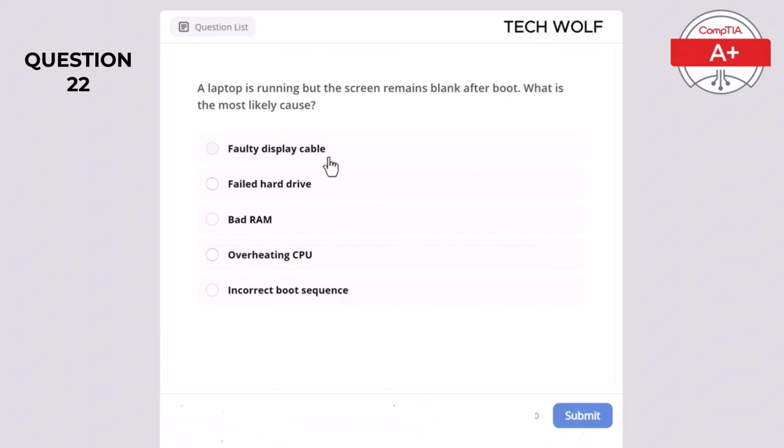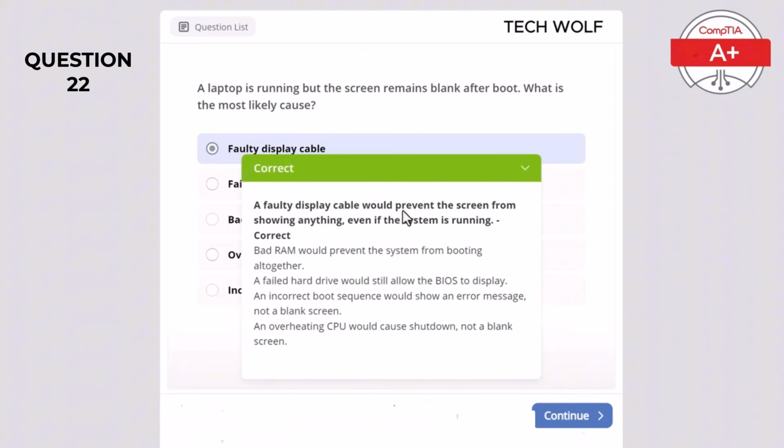Faulty display cable, failed hard drive, bad RAM, overheating CPU, or incorrect boot sequence. And the correct answer here is faulty display cable. A faulty display cable would prevent the screen from showing anything, even if the system is running. Bad RAM would prevent the system from booting altogether. A failed hard drive would still allow the BIOS to display, and an incorrect boot sequence would show an error message, not a blank screen. An overheating CPU would cause shutdown, not a blank screen.